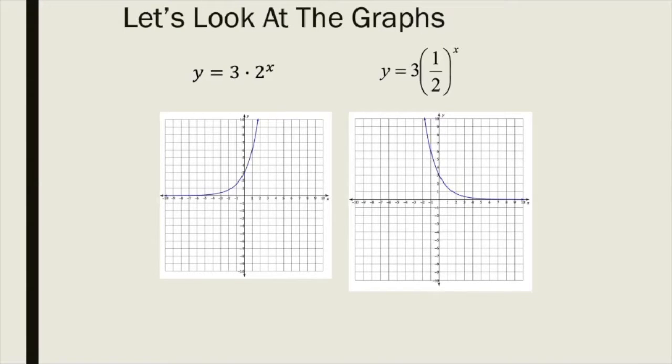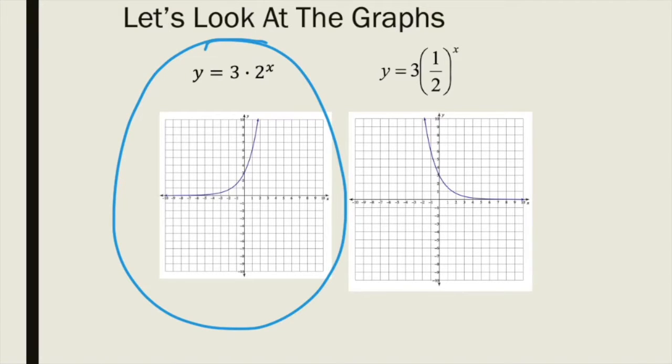I've got 3 times 2 to the x. You can see it right there. And I've got 3 times 1/2 to the x. One is going up over time, if we call this time, going up as we go across. This one is not going up. It is going down. What is the same of those two graphs?